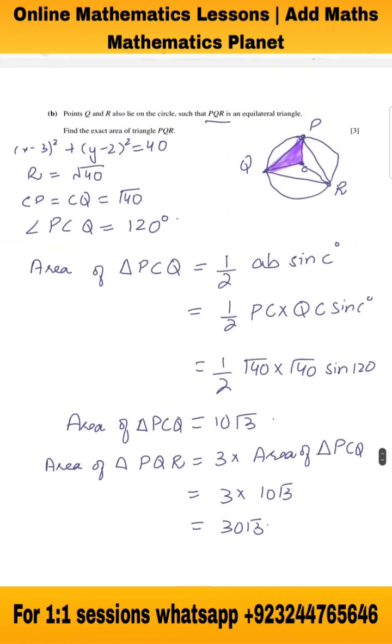For the previous question, there were 2 points given, P and Q, and R lies on the circle such that they form an equilateral triangle. So we know that it is forming an equilateral triangle, so there will be an angle that will be equal to 120 degrees. By using the center of the circle and radius of the circle, we know that the radius from this to this would be square root of 40. So we can easily get the area of one triangle, and we can multiply it with 3 to get the area of the whole triangle.